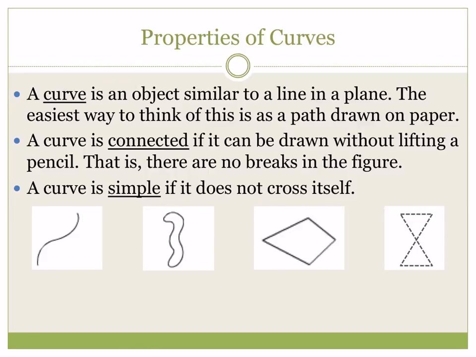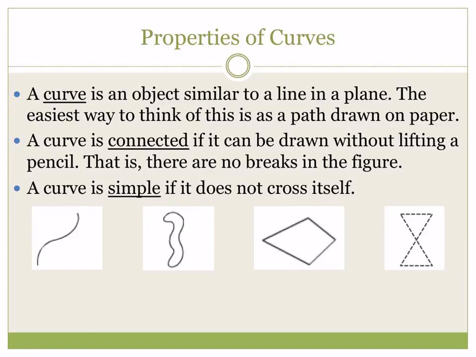A curve is an object similar to a line that's in a plane. The easiest way to think about it is that it's simply a path that's drawn on paper. So if you can take your pencil and trace along it, or create it with your pencil, it's a curve. There are different ways to define or describe what curves do. One is to call a curve connected. A curve is connected if it can be drawn without lifting your pencil. That is, if there are no breaks in the figure.